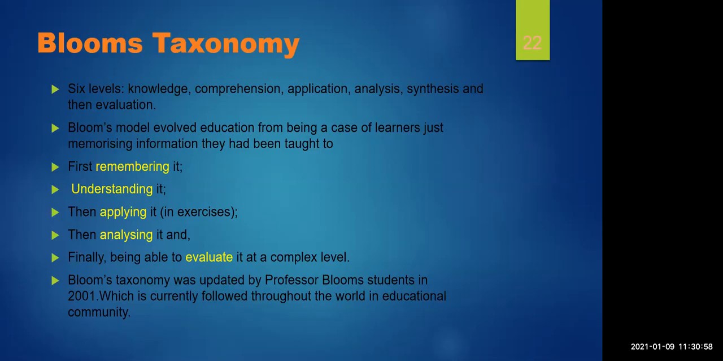So one is knowledge, then come application, analysis, synthesis, and then the evaluation process. First is remembering, the first terminology, remembering the knowledge. The second one is understanding it. The third one is applying it. The fourth one is analyzing, and finally evaluating it at the complex level. So this is what Bloom's taxonomy says. And they have remodified it also. Previously in Bloom's there was the word synthesis. Now they removed it and they added create. The last one is create, actually.